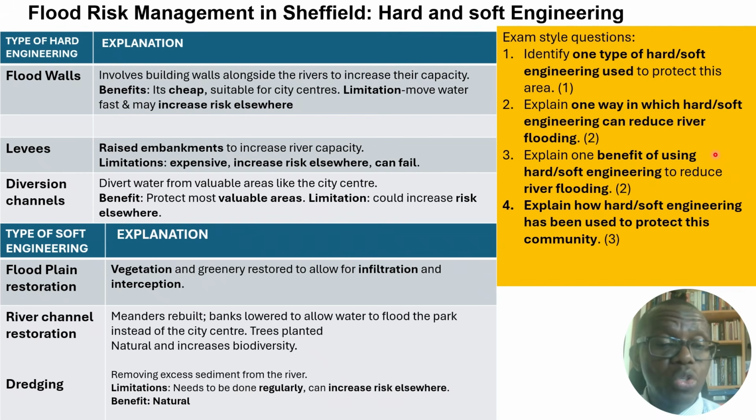Then we also have banks being lowered to allow water to flood parks instead of city centers, for example. And then you could also do afforestation, where you're planting trees to, of course, increase the infiltration in the area, the interception in the area, and the uptake of water through the roots of those trees or that vegetation, and that obviously will reduce the amount of water that is going to be flowing into the river and therefore reduce the flood risk.